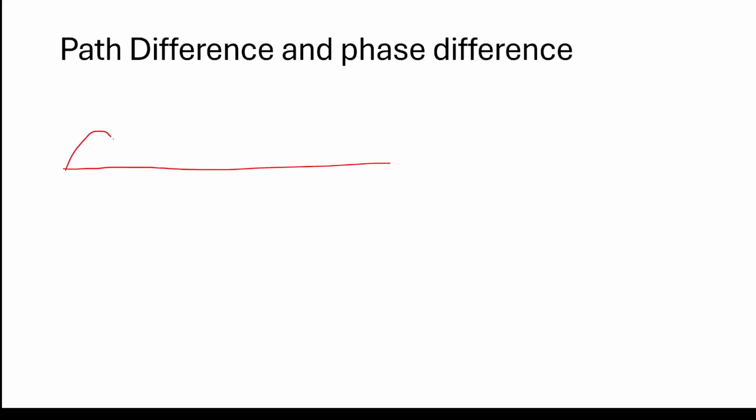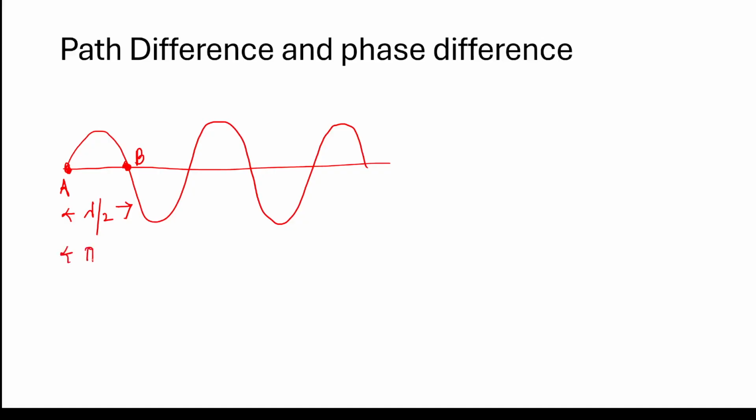So I have a wave. Now consider a point A and a point B. A and B are at the same position. They are both at the starting position, but then A is about to go up and B is about to go down. So A and B have a distance of half a wavelength and a phase difference of pi.